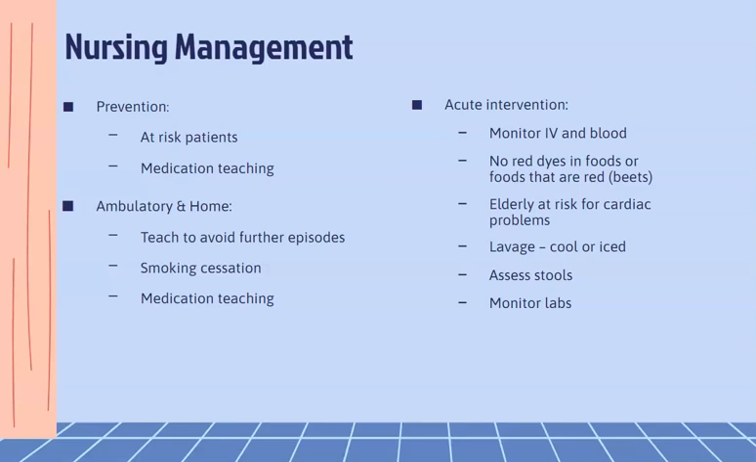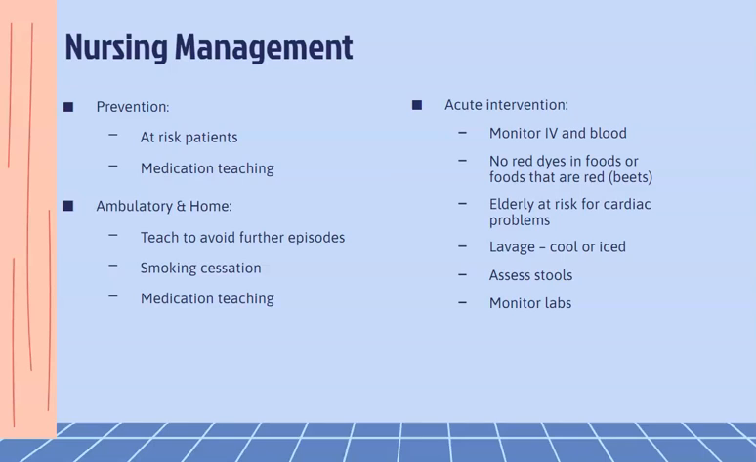Nursing management, we're identifying any patients who are at risk for developing a GI bleed. Patient education is going to be a component of that, as well as medication teaching. We want them to stop smoking again. And if they've had an episode of GI bleeding, they're at risk for bleeding again. So teaching to help prevent further episodes. Not straining on the toilet to have a bowel movement can assist in decreasing the risk for further episodes.